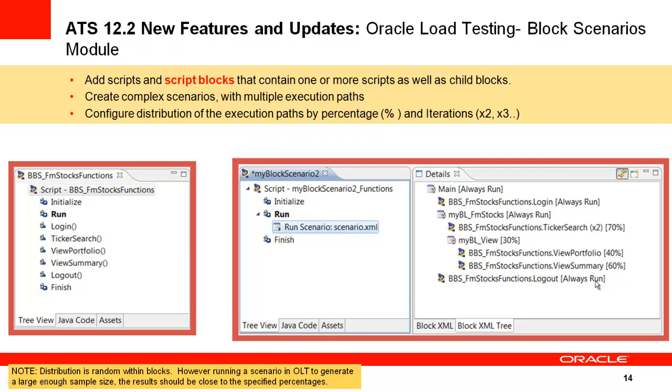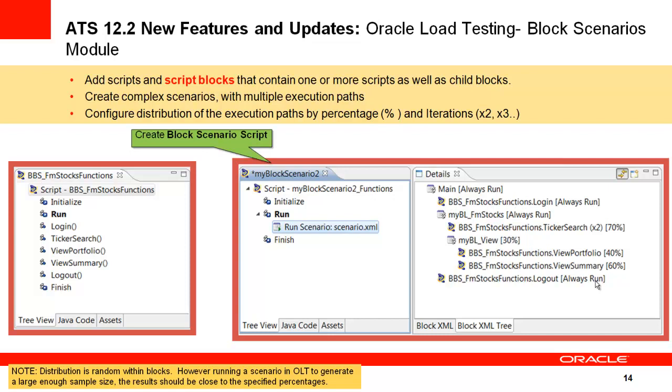And the first new feature we have for Oracle Load Testing is the block scenario module. The block scenario is a new script module that allows you to generate complex virtual user scenarios. Basically, what you can do here is create a block scenario script, add existing scripts and functions, and run them as child scripts. But if that is all, you can already do that with the current functionality. What a block scenario script allows you to do in addition is to specify how many times you want to iterate these child modules, or specify the percentage of the execution so that you can create multiple execution paths out of the existing script sets. And here's how to configure your block scenario script.